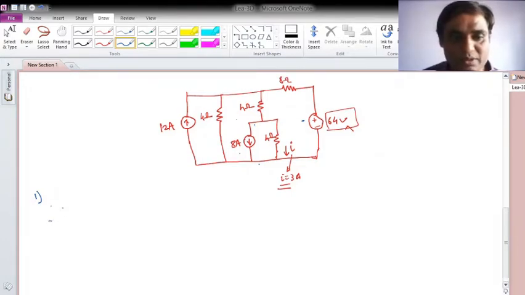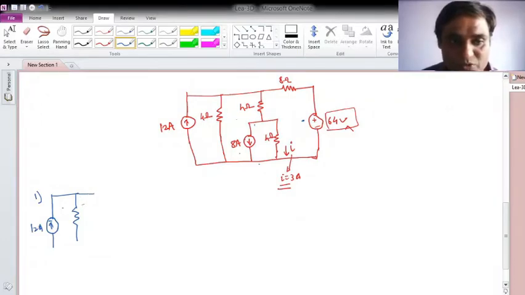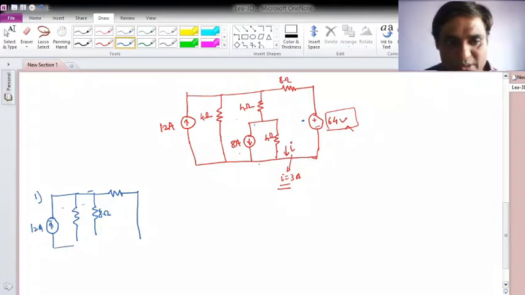So what will it be? Let me draw first. Let's say the 12 ampere source I activate, in parallel with the 4 ohm resistor, then here this 8 ampere source I make open. So 4 and 4 will be in series, so it will be basically 8 ohm. Then here this will be 8 ohm, and the voltage source has been short circuited, so it will be like this. Okay, fine. And this is 4 ohm, this is 8 ohm, and this is 8 ohm.